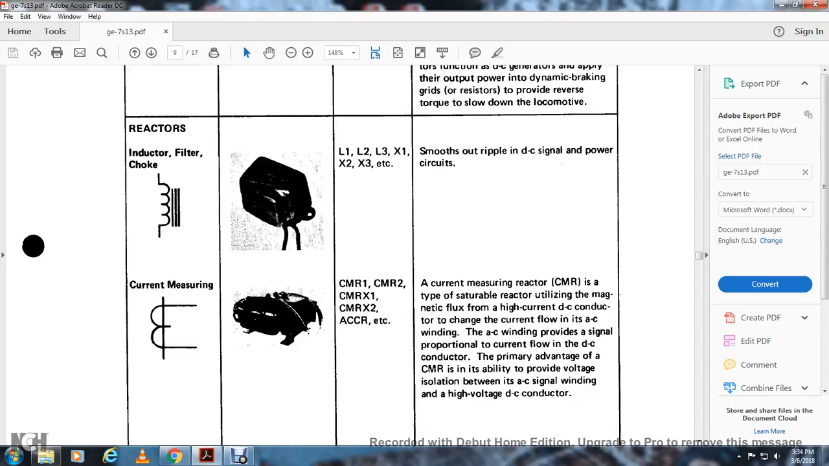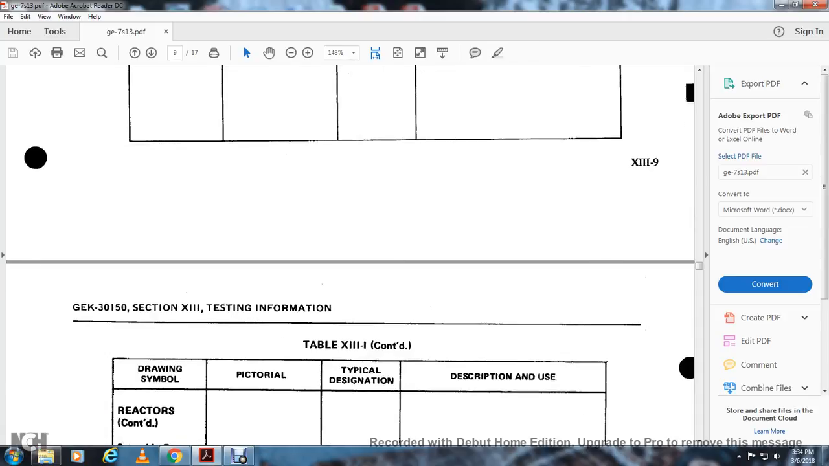The advantage over the current measuring reactor is the ability to provide voltage isolation between the AC signal winding and the high voltage DC conductor.